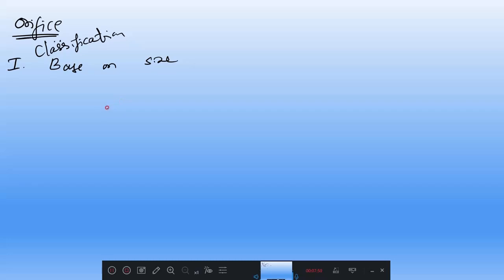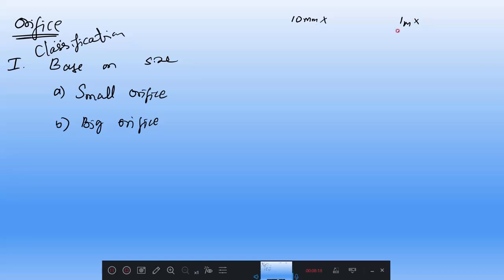Okay, classification based on size, we have two types of classes here. One is a small orifice and the second one is a big orifice. Now, small orifice and big orifice I cannot say by seeing the diameter. Say for example, if I have a 10 mm diameter, then it is small, and if it is a 1 meter diameter, then it is big. No, like this we will not say. We don't have any criteria to say it is small or big by mentioning its dimension.